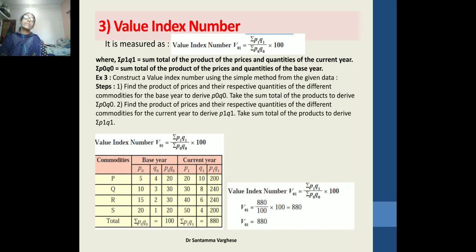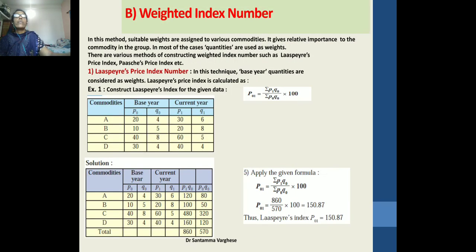So while constructing index numbers, two methods are there. The first one is the simple method and the next is the weighted method. In the simple method, we studied price index number, quantity index number and value index number. These three we have studied. Now we are going to study the weighted index number.